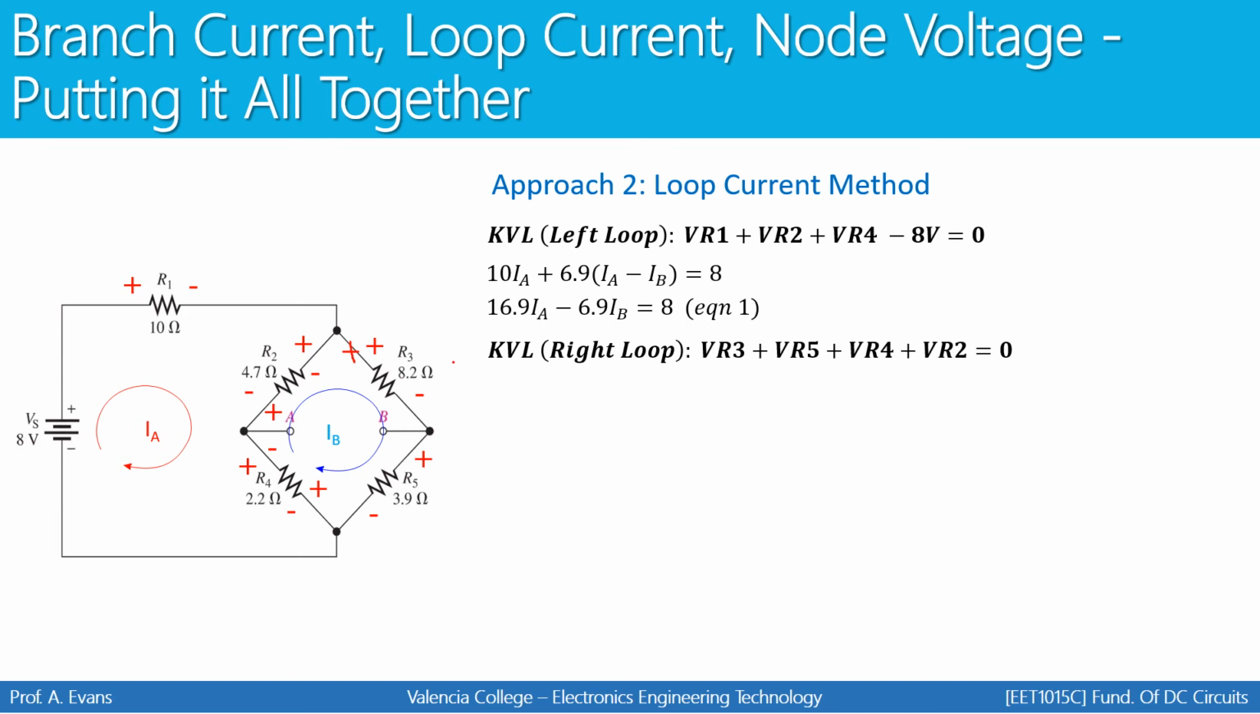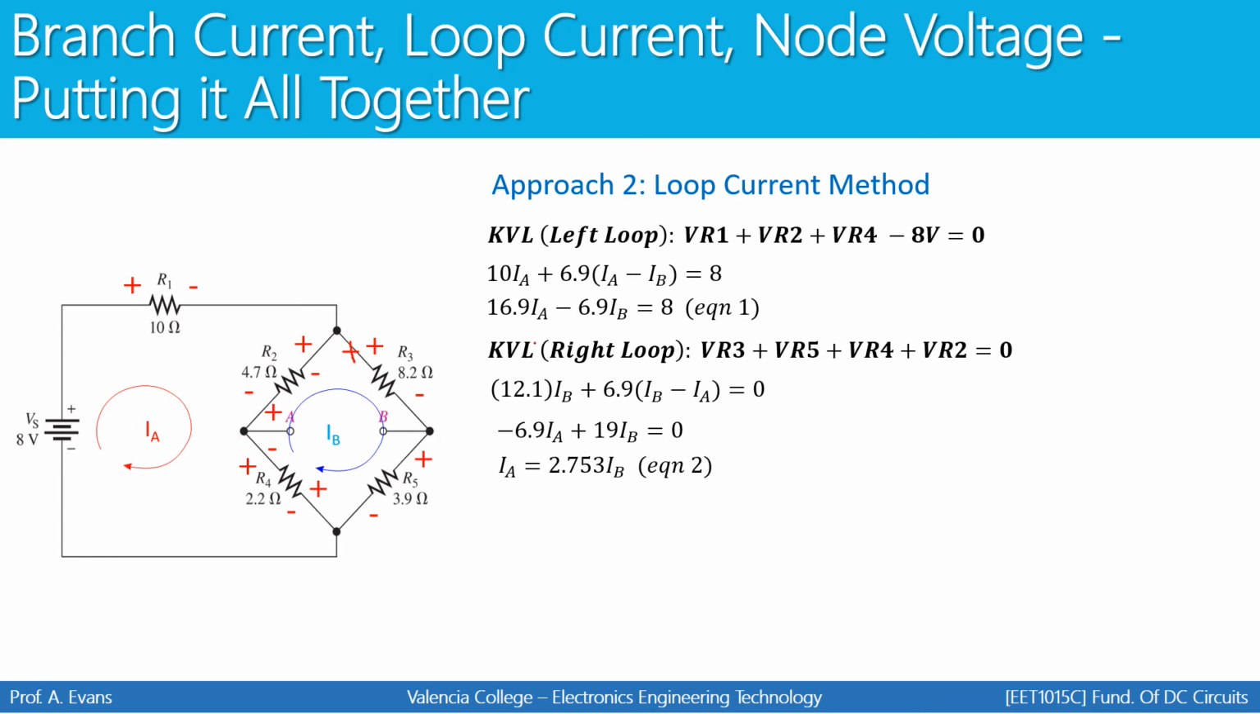Now we're going to replace each voltage with a current times a resistance. We know that R3 and R5 are in series. We can combine those together. 8.2 plus 3.9 gives you 12.1 ohms. That resistance is going to be multiplied by IB flowing through it. And then we have R4 and R2, which are also in series. Combine them together, and that resistance is going to be multiplied by IB minus IA because they are in opposing directions. Simplify, and you have your second equation.